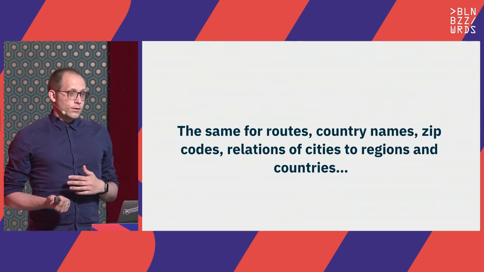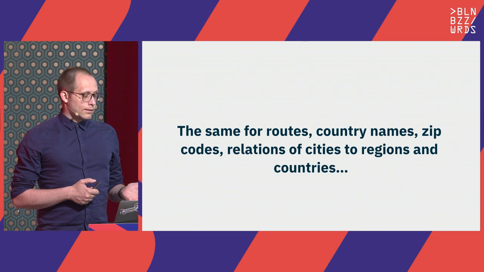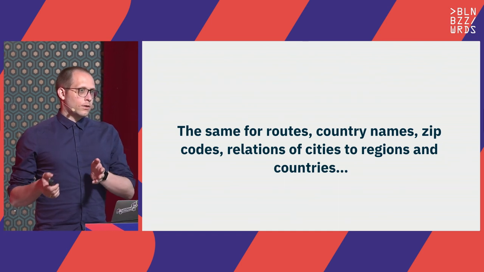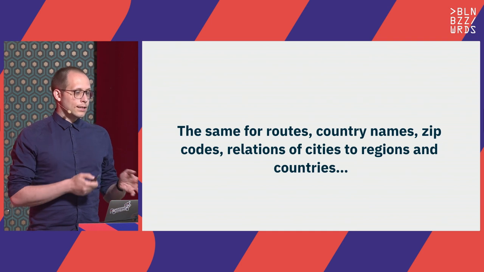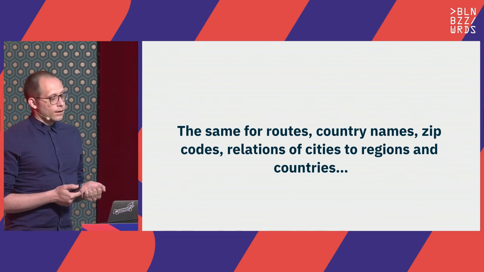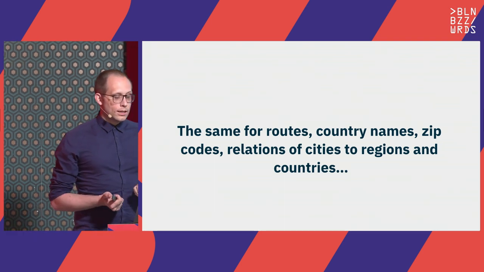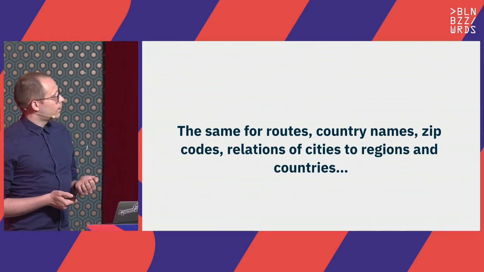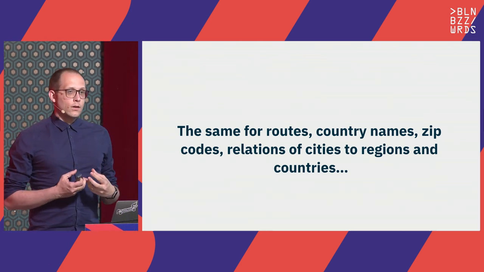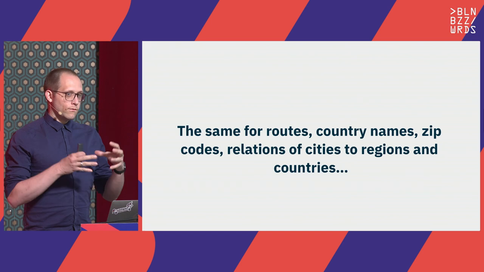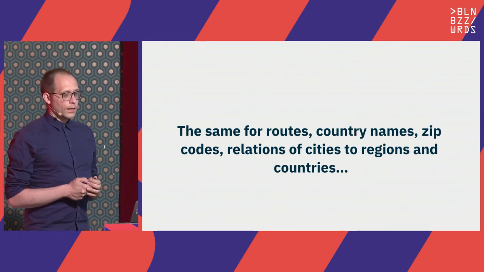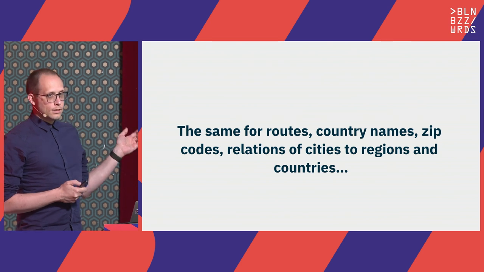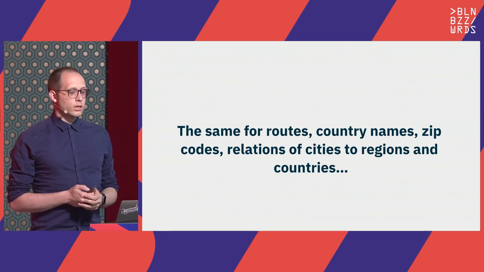Zip codes change really often. So zip codes and cities or villages or parts of cities is an M-to-N relationship, and it gets realigned sometimes. Relations of cities to regions or even relations of cities to countries. So all of the geographic data is not fixed in time, and there is not one valid point which will be always valid, but it is prone to change, and we need to track those changes with similar measures as shown for the vessel before.